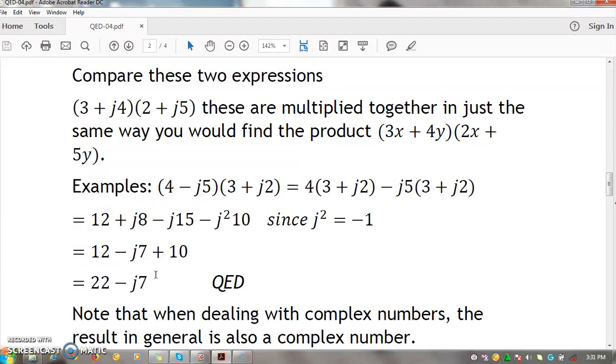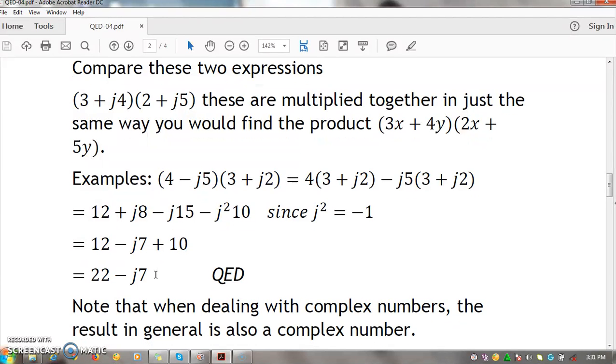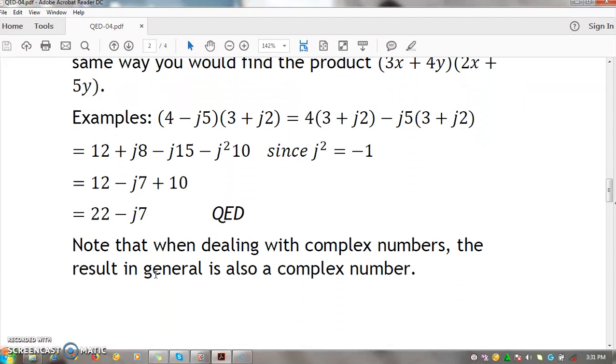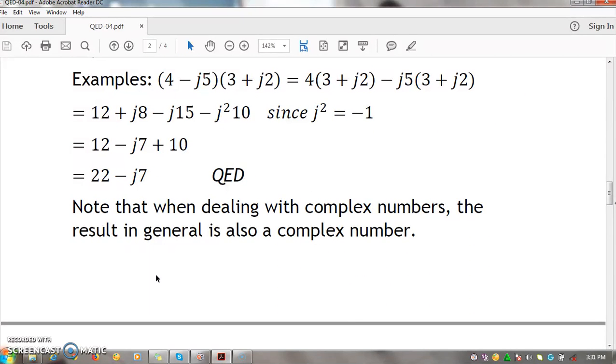That's how we got 12 plus 10, and j8 minus j15 will give us minus j7. And then the j squared has turned to minus 1. With the minus in front of it, we have an addition. So summing that together, our answer is 22 minus j7. Yes, it is quite easy too. Please just follow the steps. It's not hard. So when we are dealing with complex numbers, the result in general is also a complex number.